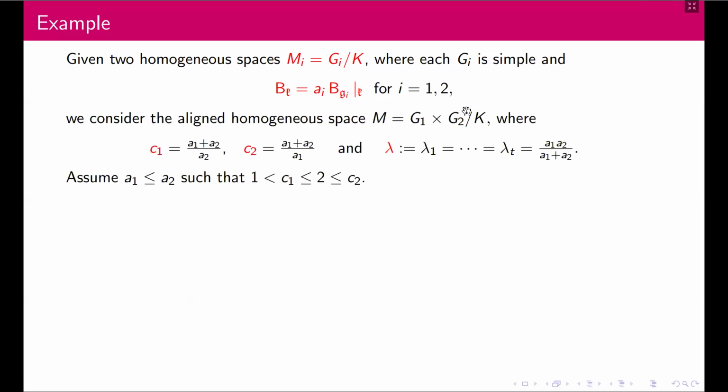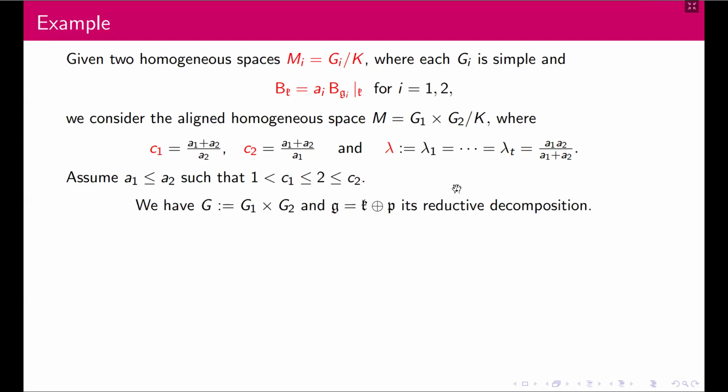We have different multiples for each Gy. So with this setting, we can consider the aligned homogeneous space M, where the aligned constants are given by C1, C2, and all the lambda are equal to A1 multiplied by A2 over A1 plus A2. So with this setting, we can always have an aligned homogeneous space. If we assume that A1 is less than or equal to A2, because of the normalization of C1 and C2, we have these restrictions on them.